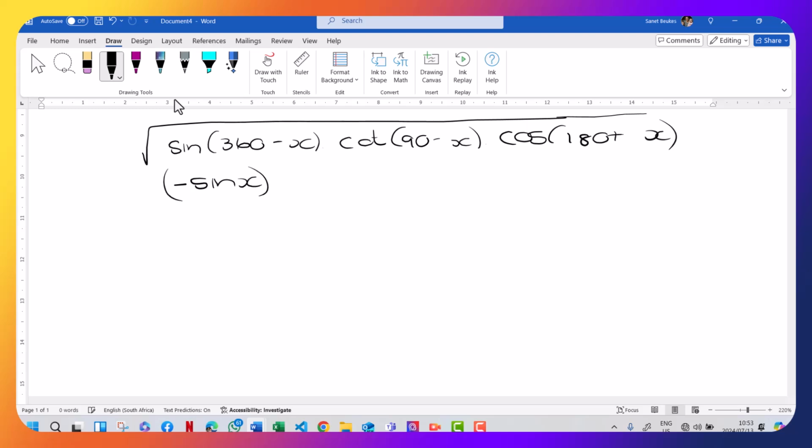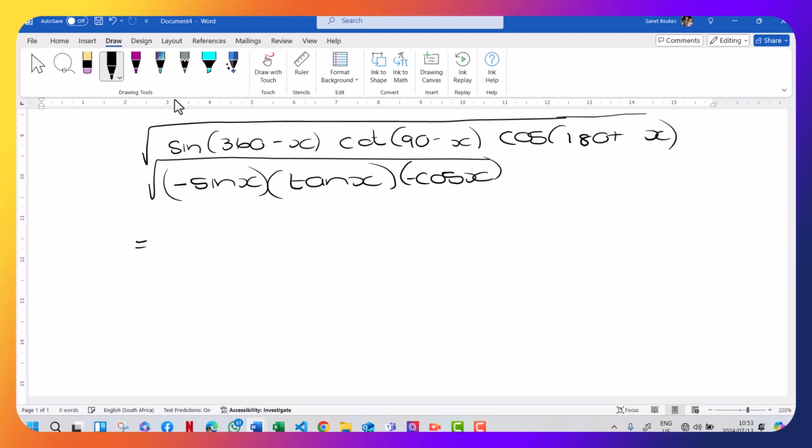There's my first one. My second one, cot 90 minus x. 90 minus x means quadrant number 1. It's positive in quadrant number 1. But because it's 90, it's changing to tan x. If I look at my last one, cos 180 plus x, that is quadrant number 3. It's negative in quadrant number 3. And because it's 180, it's not changing. So that is negative cos x, square root.